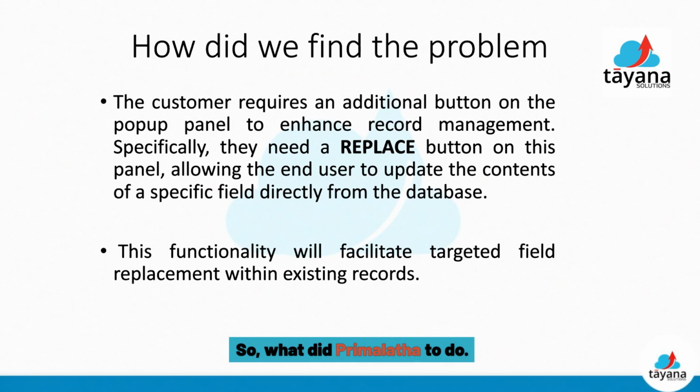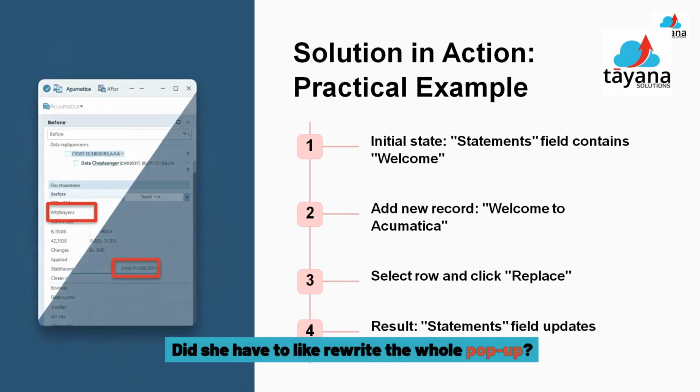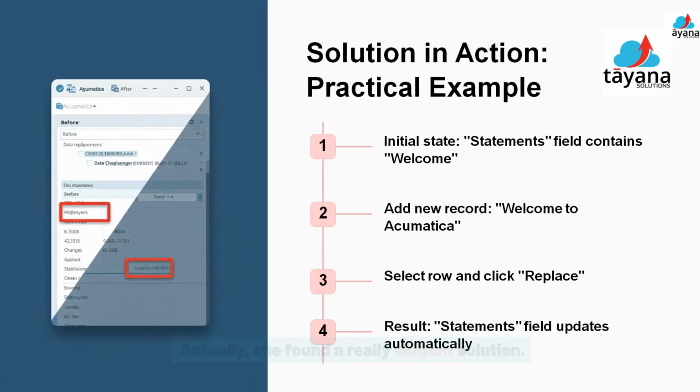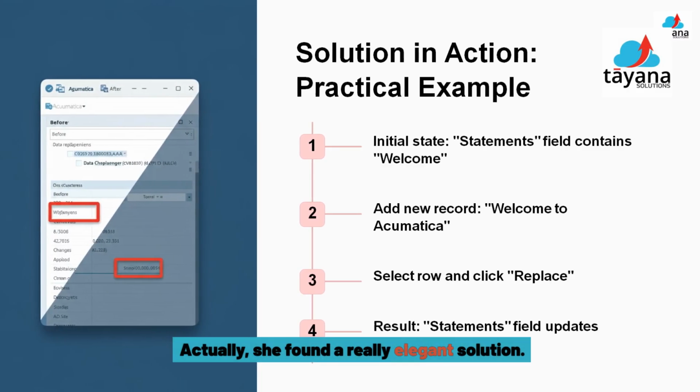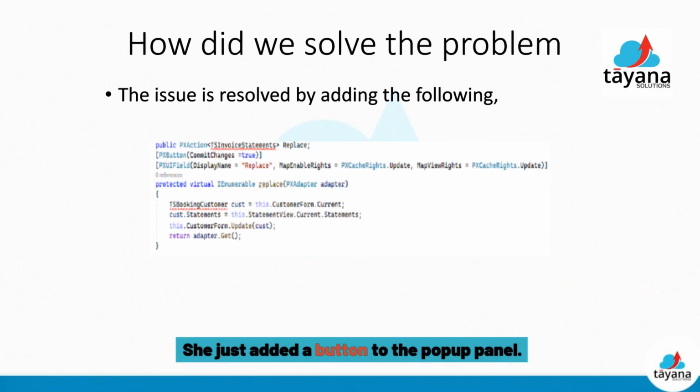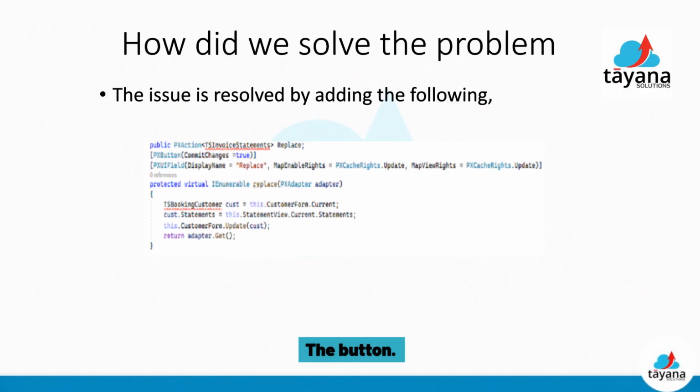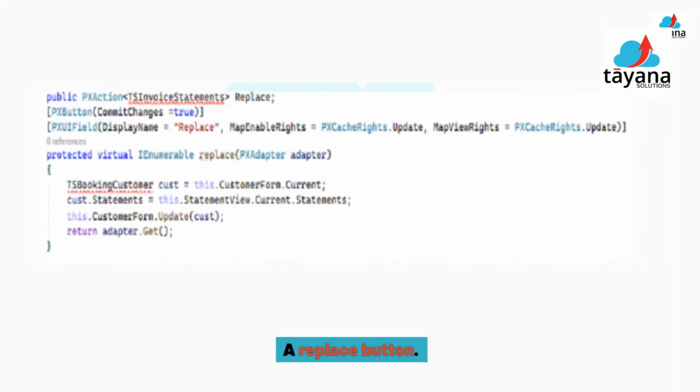So what did Premalatha do? Did she have to rewrite the whole pop-up? You'd think so, right? Actually, she found a really elegant solution. She just added a button to the pop-up panel. The button, that's it? Yeah, a replace button. The magic's all in the code behind it.